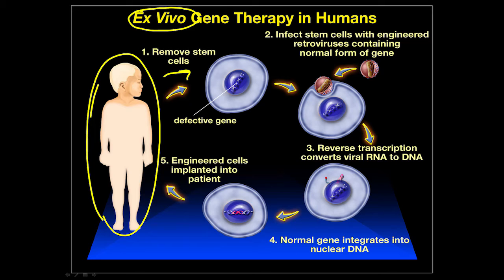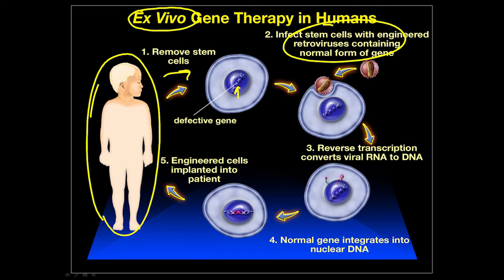These stem cells have a defective gene in them. Now, look what we're doing. We're doing pretty much what I said, but we're doing it outside the body. This might reduce some of the potential side effects. So we're infecting these stem cells with an engineered retrovirus, which has the normal gene.